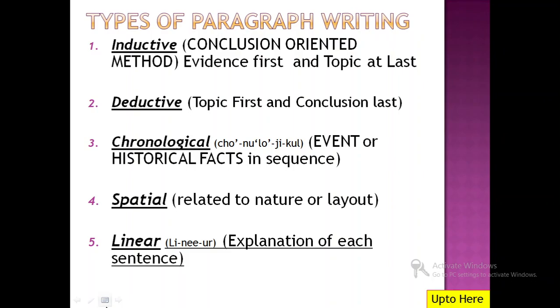Okay, so first one is inductive. This is very much on the top with the first point. Second one is deductive. Third one is chronological. Fourth one is spatial, and fifth one is linear. So these all are the different types of paragraph writing. हम इनको one by one जानेंगे.